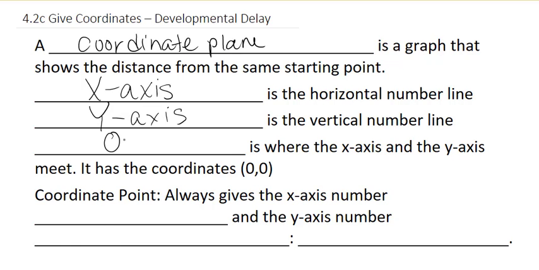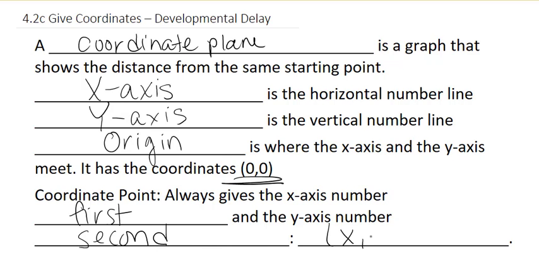Origin is where the x-axis and the y-axis meet. It has the coordinates of 0, 0. A coordinate point always gives the x-axis number first and the y-axis number second. And it looks something like this when you write it out. So let's look at an example.